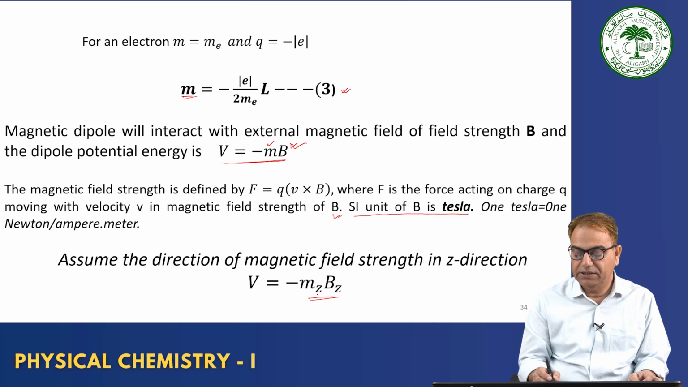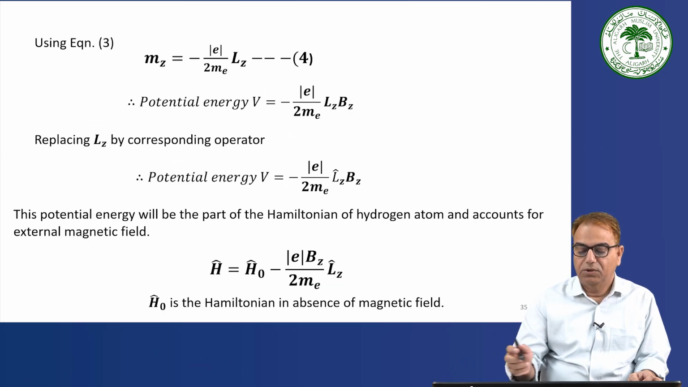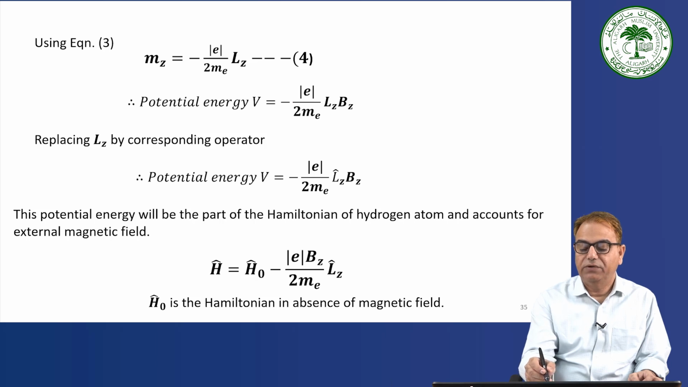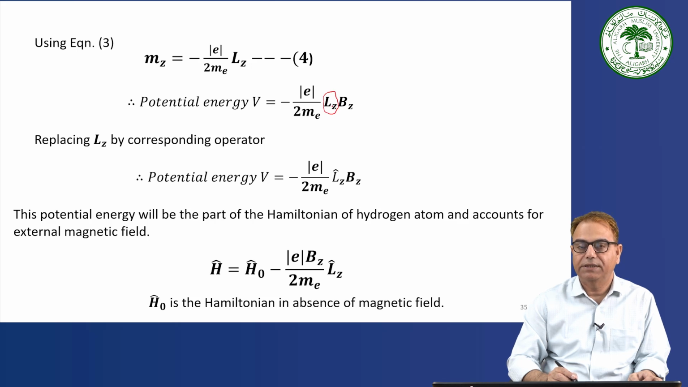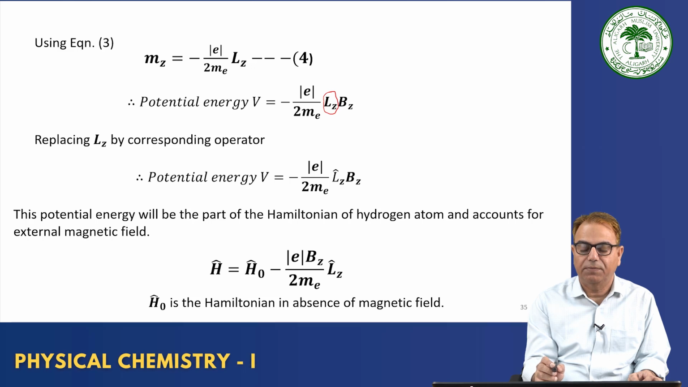Potential energy V is equal to minus mz Bz. So potential energy becomes equal to minus e divided by 2me Lz Bz, replacing Lz by the corresponding operator. Now till now we have a component of angular momentum, a physical variable, the component of orbital angular momentum in the Z direction. Now from this physical variable we are going to an operator. So if you represent this component Lz by an operator, then the potential energy will become minus e divided by 2me Lz Bz. Okay. These are very basic physics.